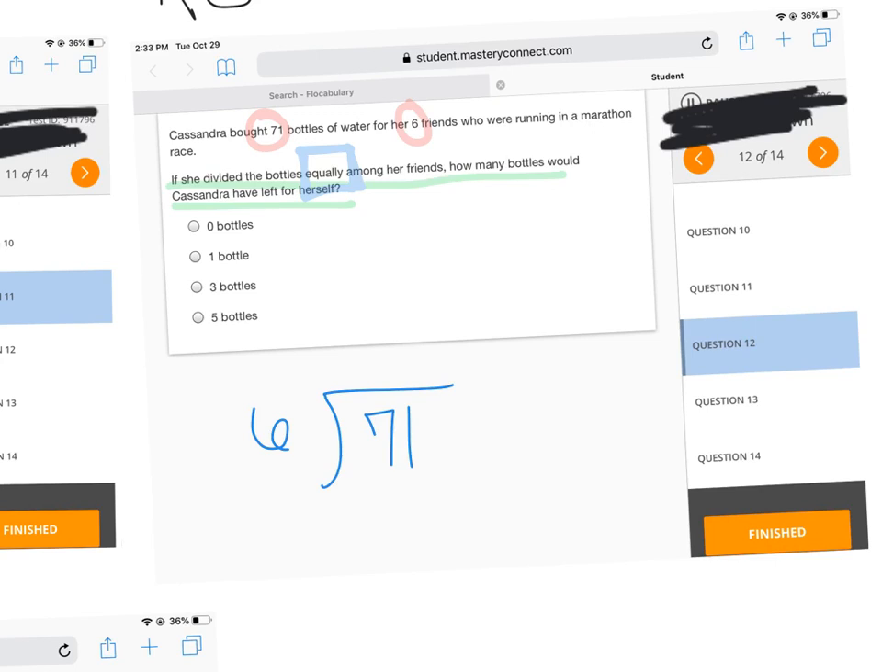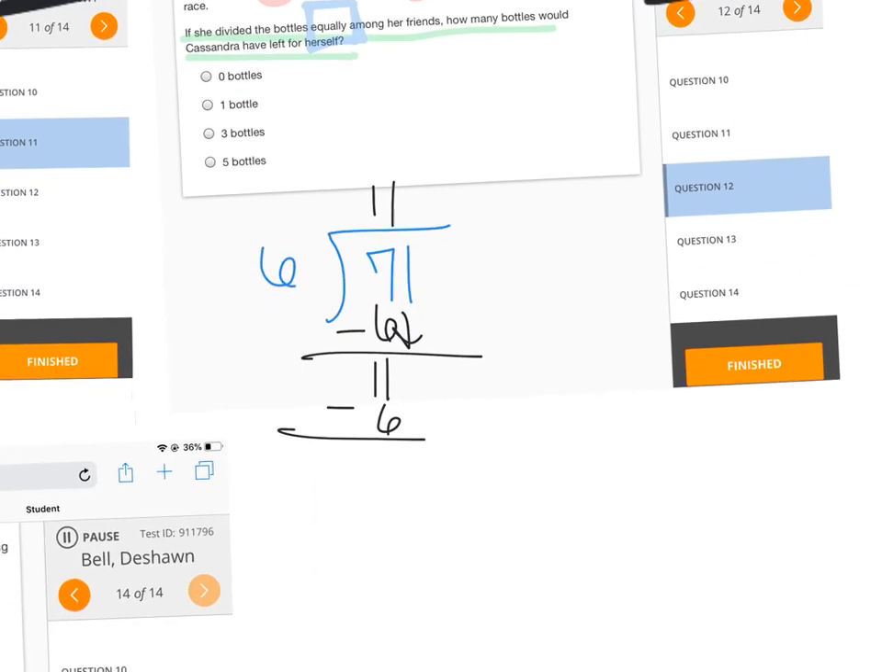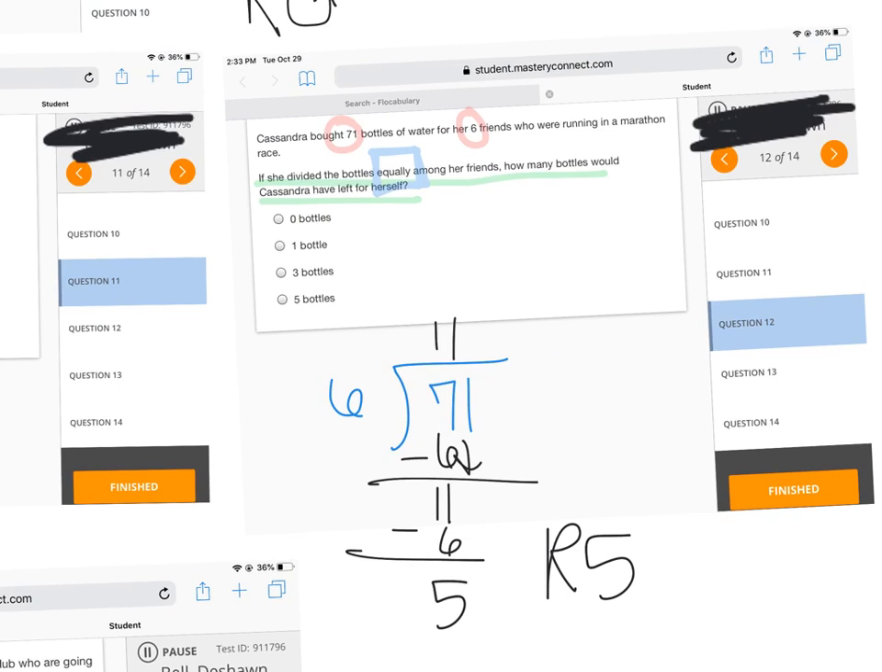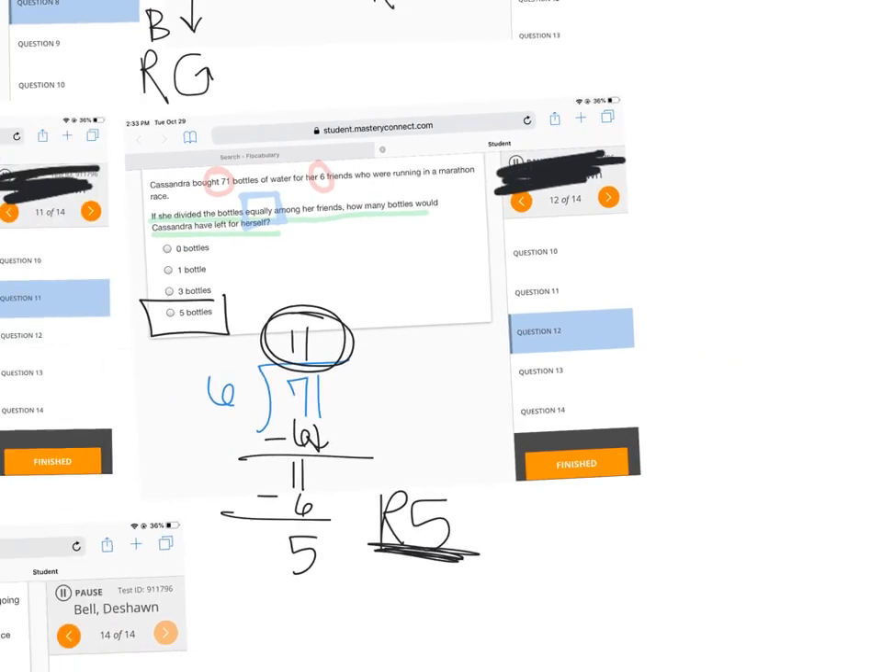So 6 will go into 71. 6 will go into 7 one time, which is 6. If I bring down my other number, 6 will go into 11 one time, which has a remainder of 5. So it asks, how many bottles would Cassandra have left for herself? Each friend's going to get 11, and then our leftovers down here is what it's asking about. So she's going to have 5 bottles left for herself.